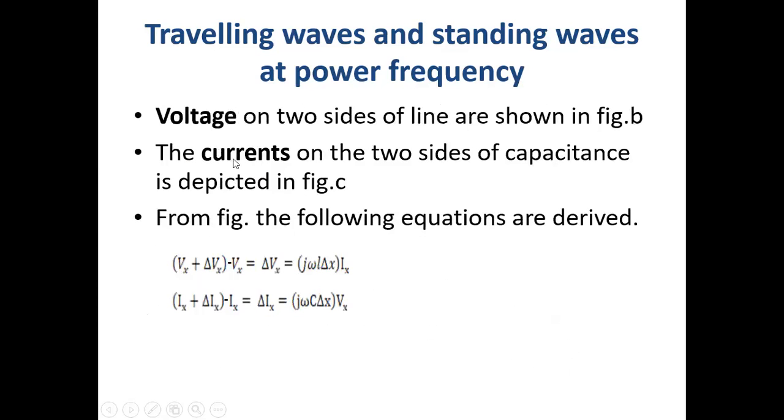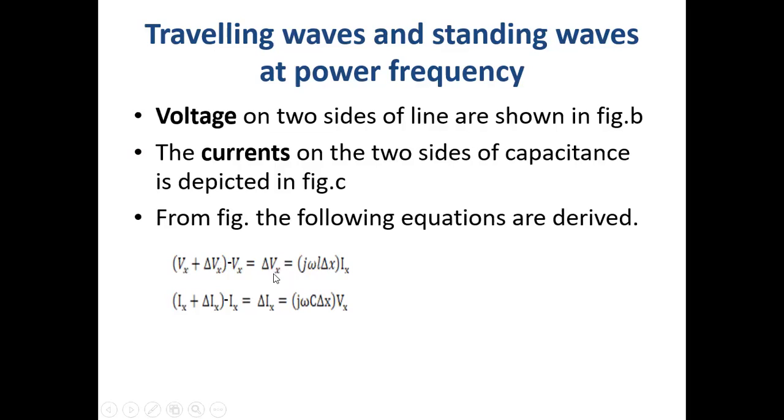Here, the voltages on the two sides of the line are already shown in the figure. From the figure, we can write the expression as Vx plus delta Vx minus Vx, that is, across both ends of the inductor. It is represented as Vx plus delta Vx minus Vx, which is equal to delta Vx, because the plus Vx and minus Vx get cancelled. So its value is nothing but delta Vx.